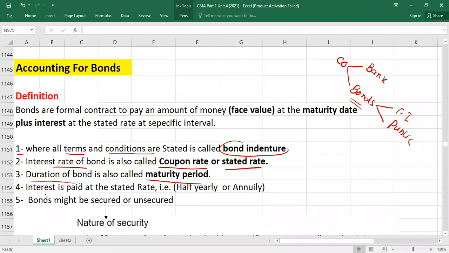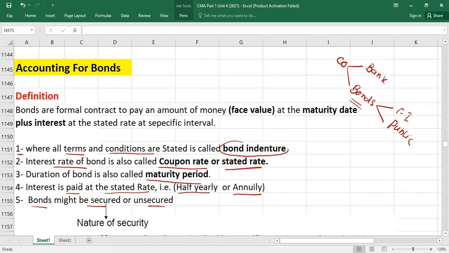Next, the interest is paid, obviously. At which rate? The stated rate always. This interest could be paid either half yearly or annually. We will talk about how to deal with half yearly interest and annual interest. Next point, the bonds might be secured or unsecured. Secured means, because it is a loan, same as when you take a loan from a bank, you may have to provide certain assets as security first, and then the bank will lend you the money.